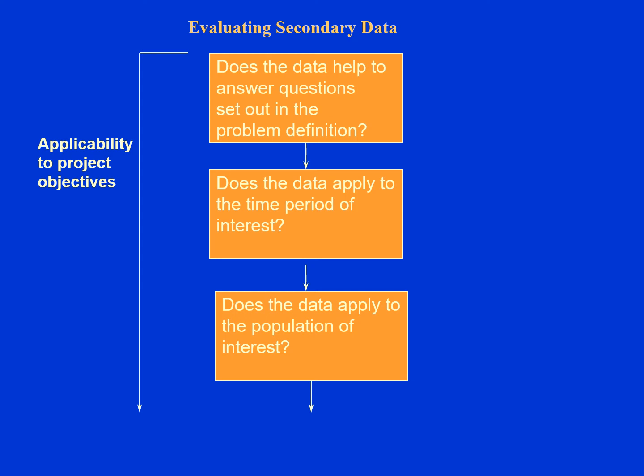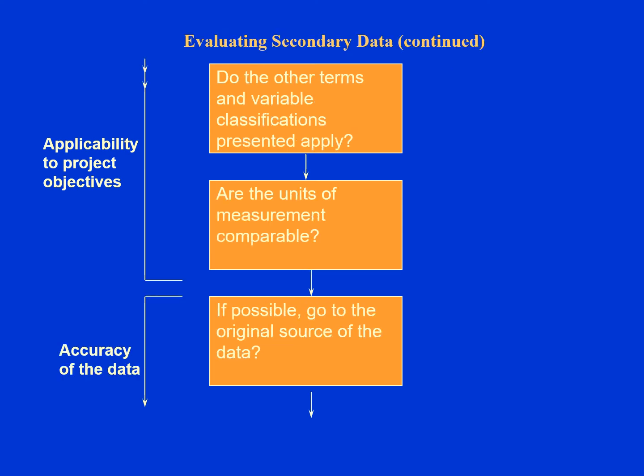Does the data apply to the population of interest? If yes, we move to the next question. Do the other terms and variable classifications presented apply? If the answer is no, there is no need to proceed with this secondary data. But if the answer is yes, the next question is, are the units of measurement comparable? If yes, if possible, go to the original source of the data, to make sure of the accuracy of the data.